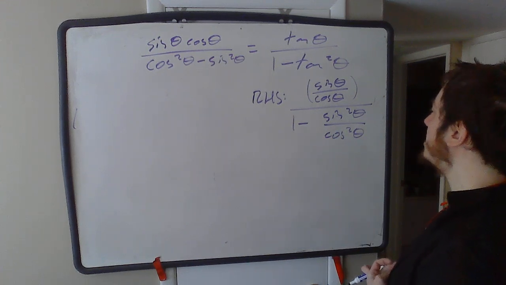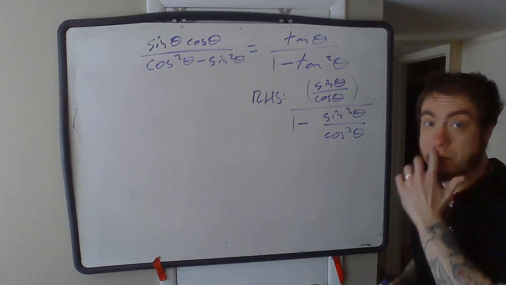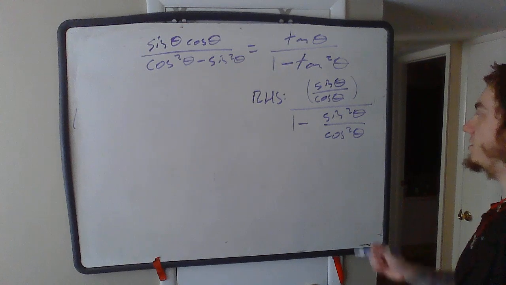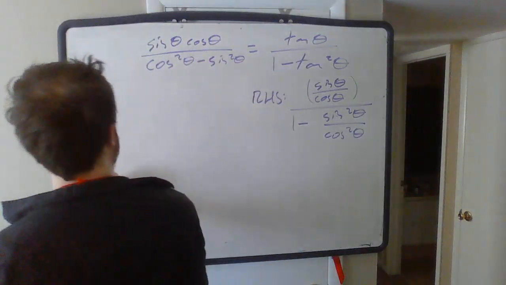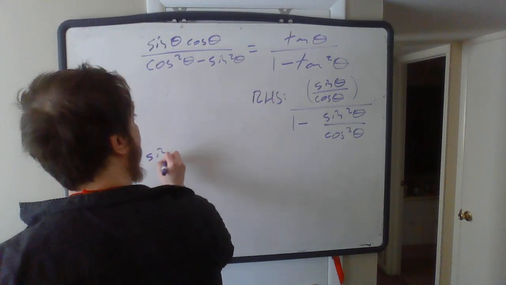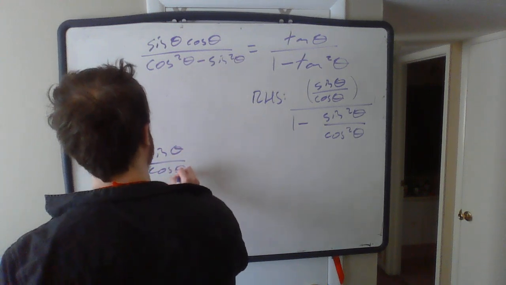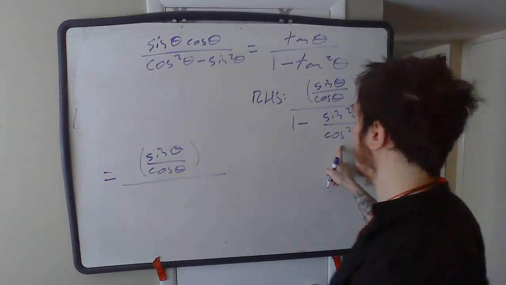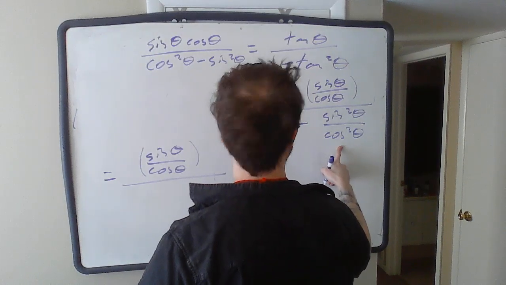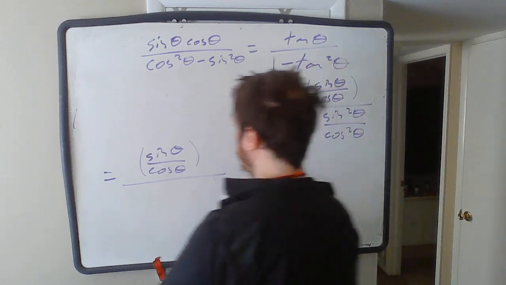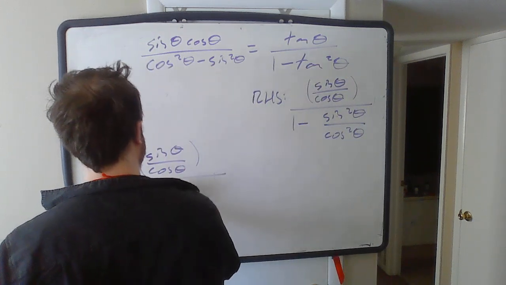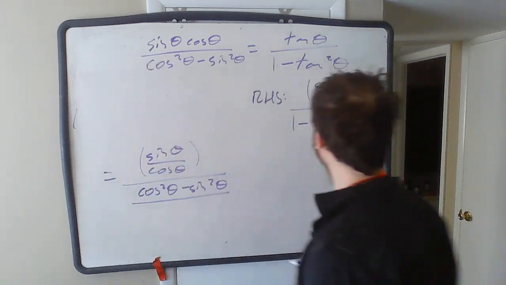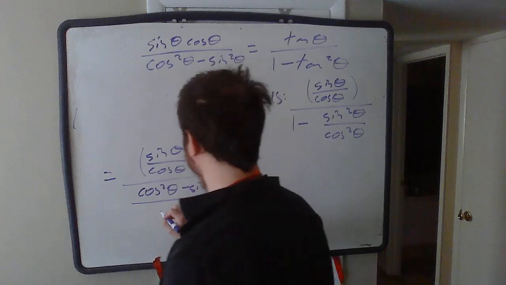In fact, maybe that is what we should do first, and then I will show you the shorter method that I came up with for doing this. If I start simplifying this right-hand side, I would get sine theta over cosine theta on the top. On the bottom, if I take a common denominator, I would end up with cosine squared theta minus sine squared theta, all divided by cosine squared theta.